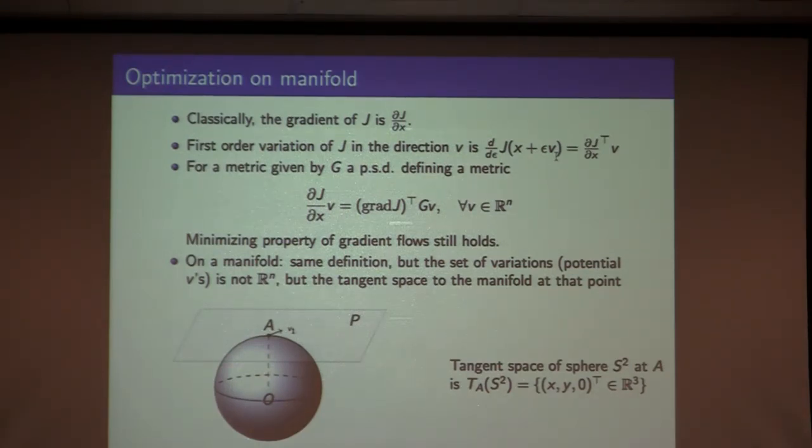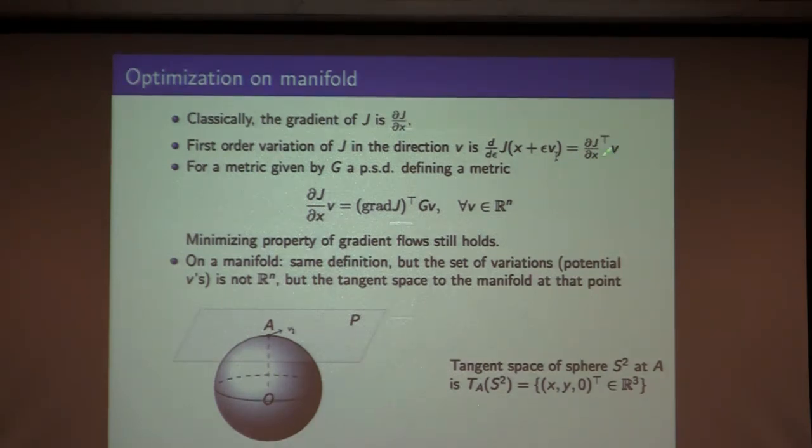That's not going to work when we want to optimize over a manifold. So we can also think of the gradient as giving us the first order variation of J in any direction. In this sense, the first order variation of J in the direction v is the product of the gradient with v.